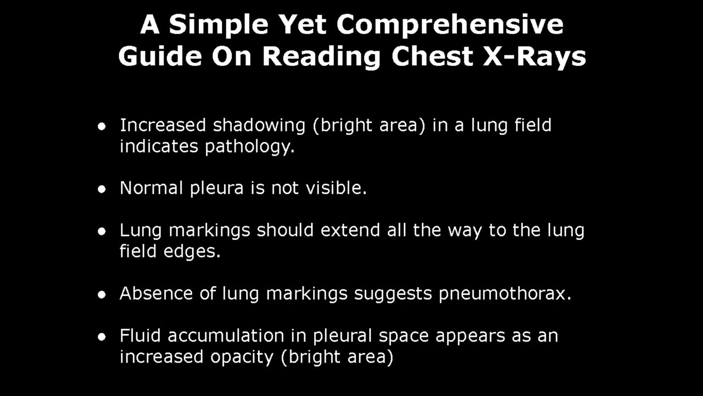The normal pleura is not seen on x-ray. The lung markings should be seen extending all the way to the edge of the lung. And any absence of these lung markings may indicate a pneumothorax. Fluid accumulation in the pleural space will appear as a bright area.